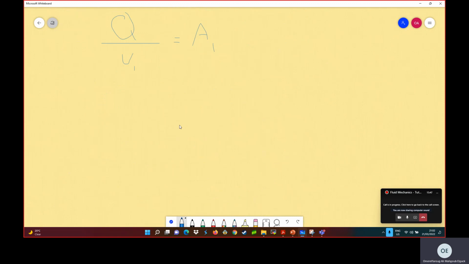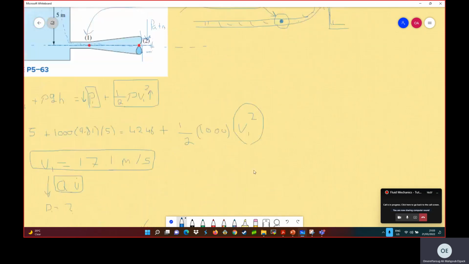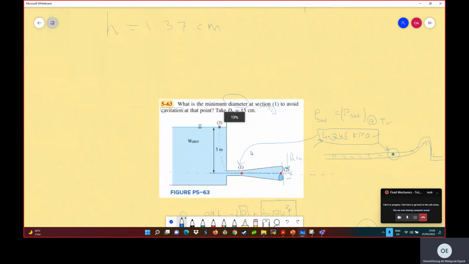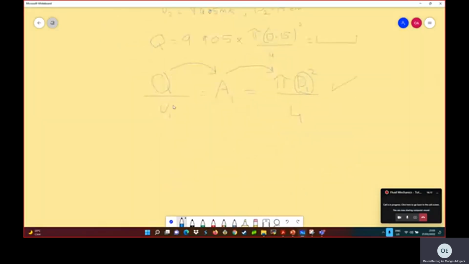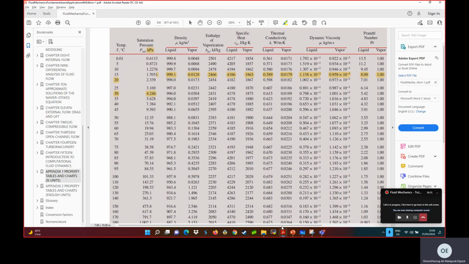Okay. When you find A1, which is equal to pi D1 squared by 4, from this step you move to this step, you find A1, then equate A1 to this to find D1. Okay, and by this you will solve it. Okay, moving on to another question. What do we have?